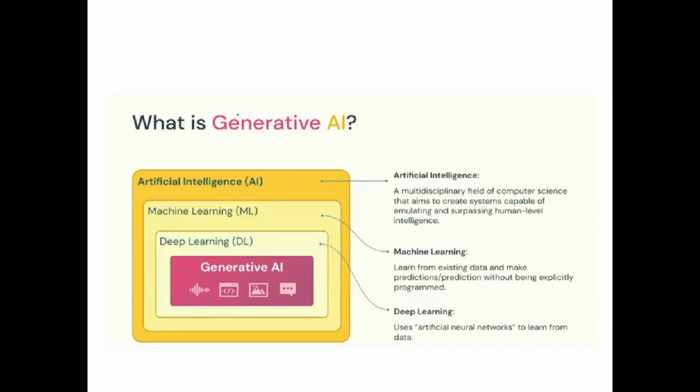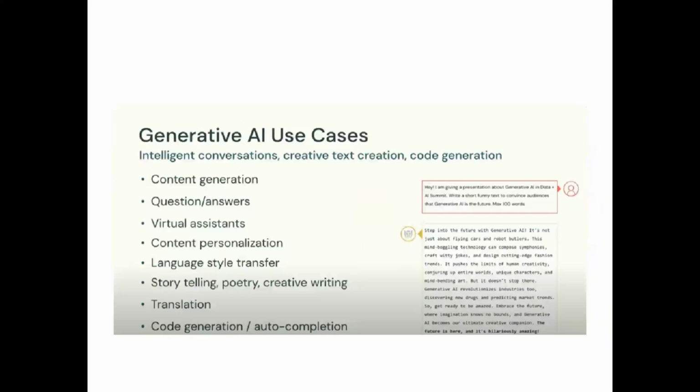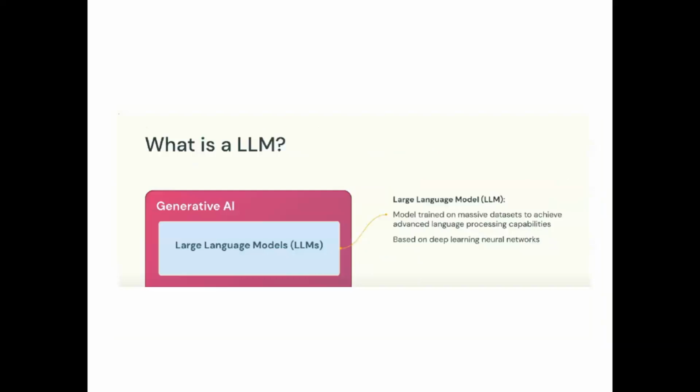Generative AI is a branch of AI, right? Where mostly deep learning models are used. And for what purpose are we using it? We can create a lot of things using generative AI, starting from content, question answer, virtual assistant, language translation, code generation, poetry, creative writing, image generation, text to image, a lot of things, right?